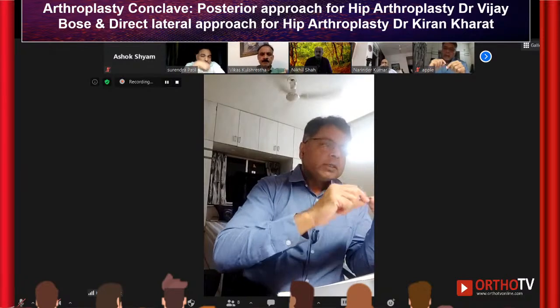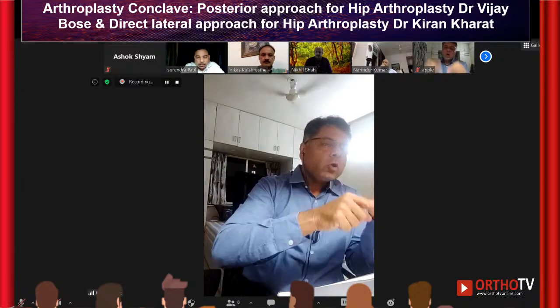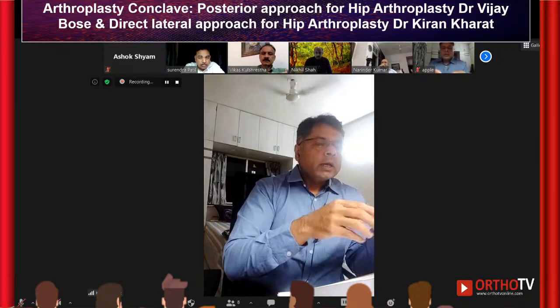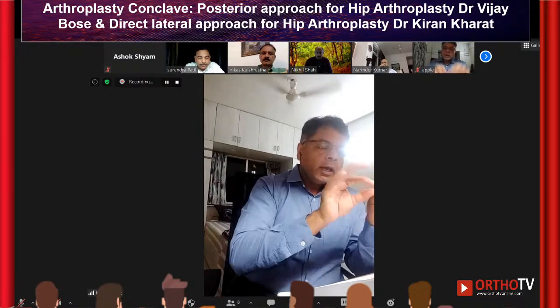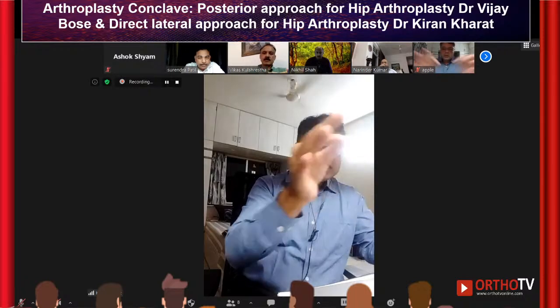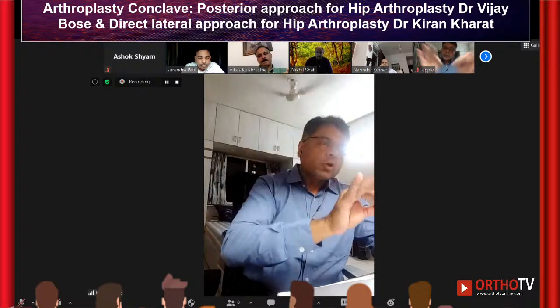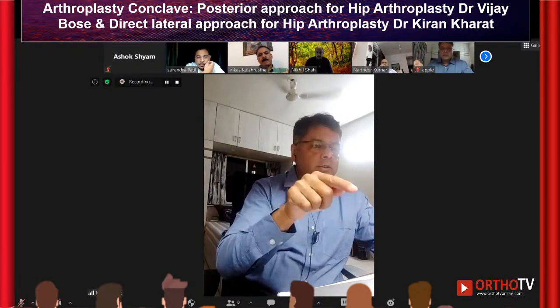You can either do the gluteus minimus dissection separately, or if you want a good bulk, and if you are doing a bipolar, I tend to make an incision through the minimus and the capsule and elevate both the leaves and keep them out of the way. When I do the final reduction, I close it. So that is the answer to a bipolar situation and a fracture neck situation.